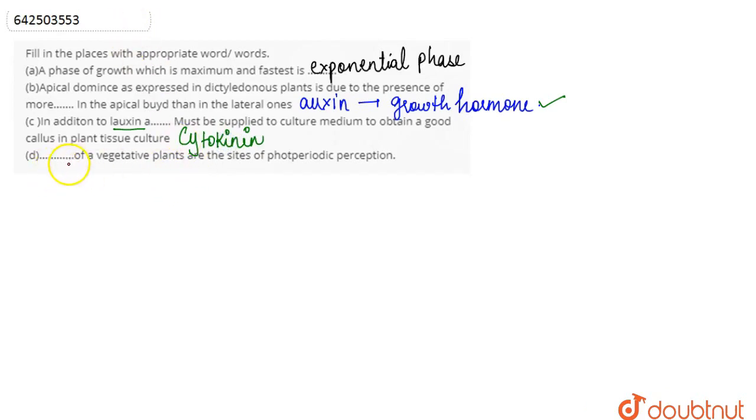Now the next part is: dash of vegetative plants are the site of photoperiodic perception, right? So basically the leaves of the vegetative plants are the site of photoperiodic perception. If we talk about photoperiodism, it's basically the effect of light and its duration on growth and development, right? So basically the leaves receive the stimulus of light. So the answer here is the leaf. This is the answer for all these parts.